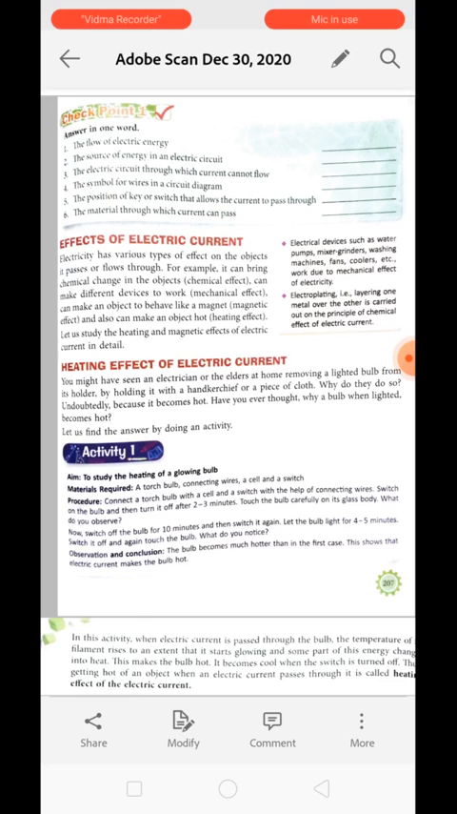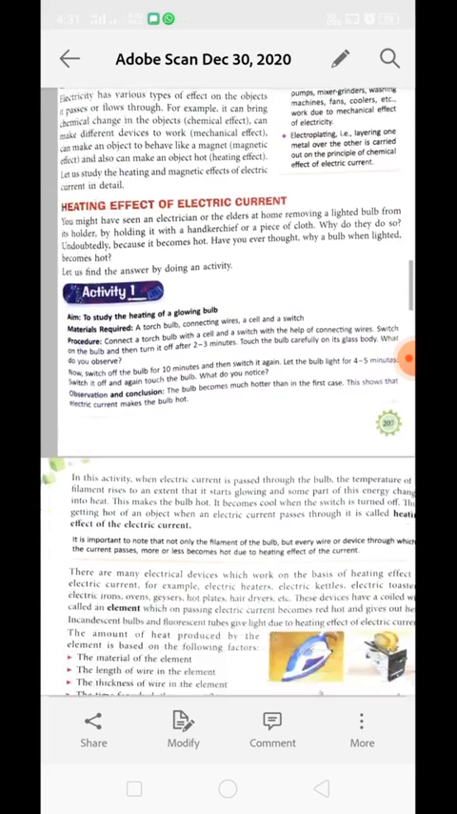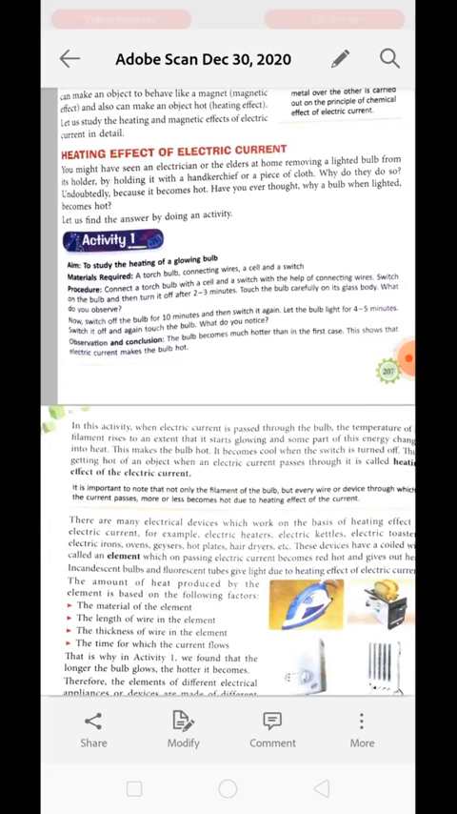About that you will study in class 8. Now, heating effect of electric current, that is the first thing that we will deal with in this chapter.